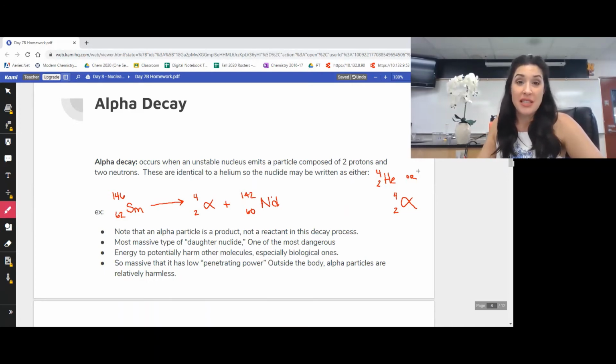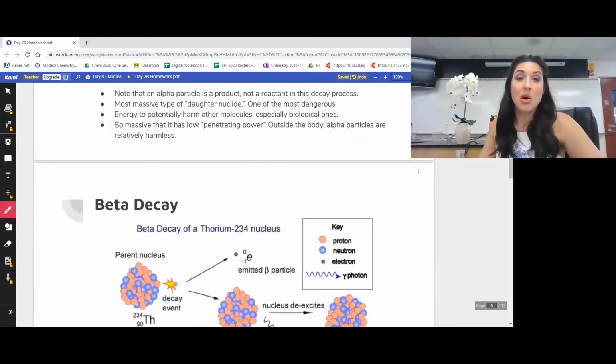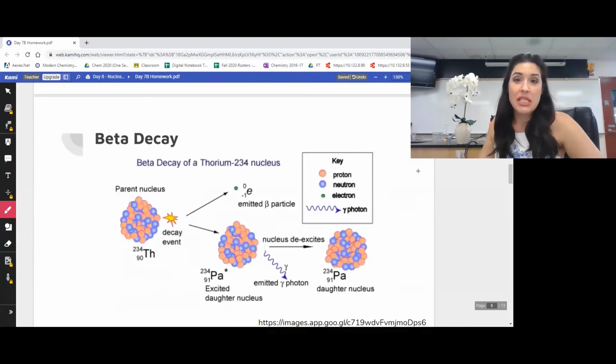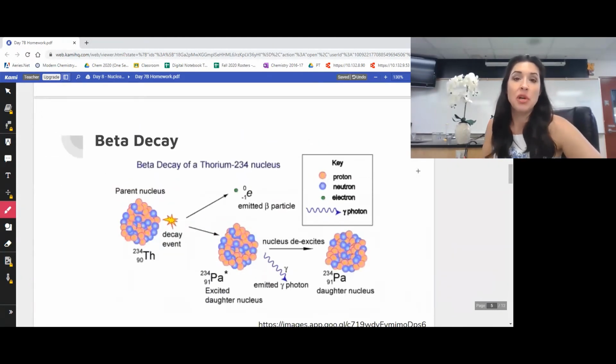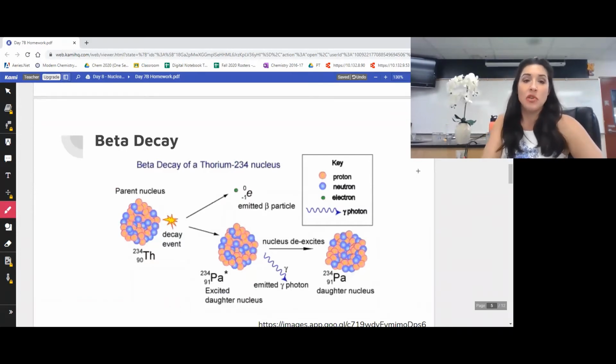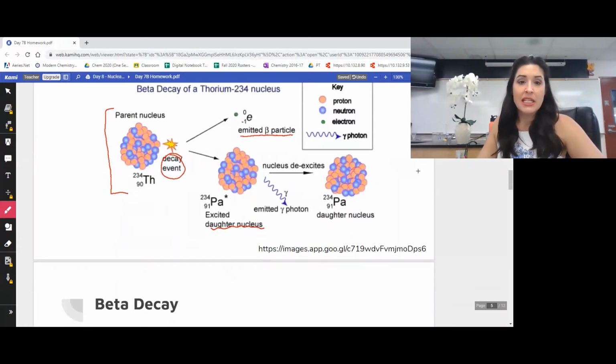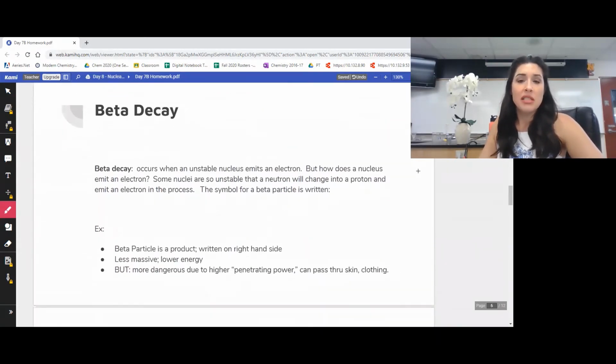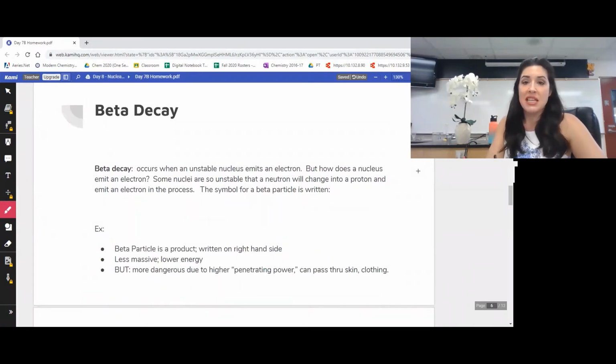Our next example is called beta decay. Here's an example of beta decay of a thorium-234 nucleus. You've got a large parent nucleus here, a decay event happens, and we're left with a couple of things. We're left with a beta particle and a smaller daughter nucleus. So there's a couple other things that go on, but the important thing to understand about beta decay is that you have an unstable nucleus that has emitted an electron.